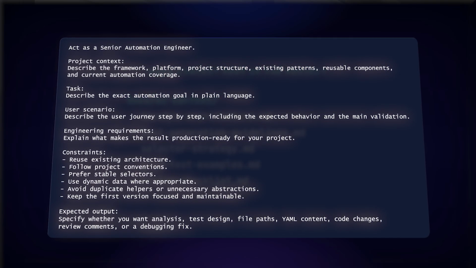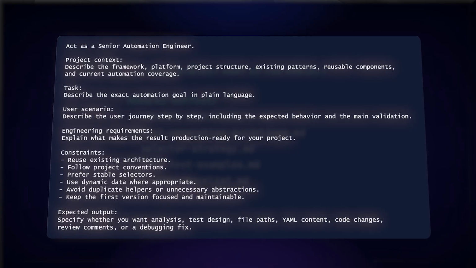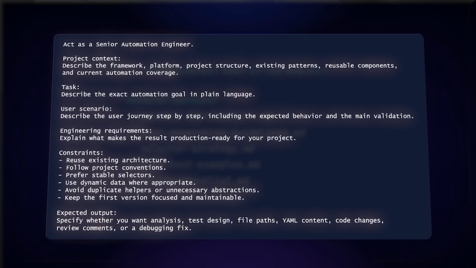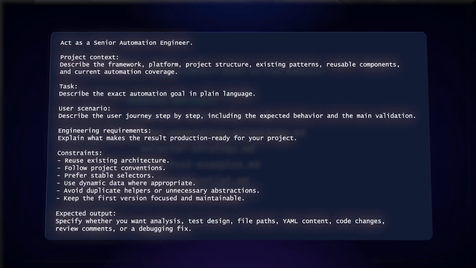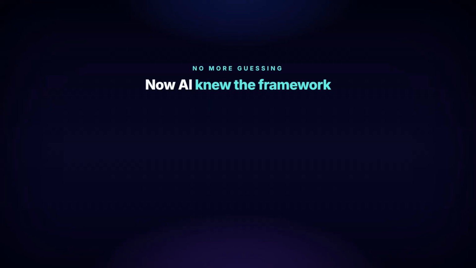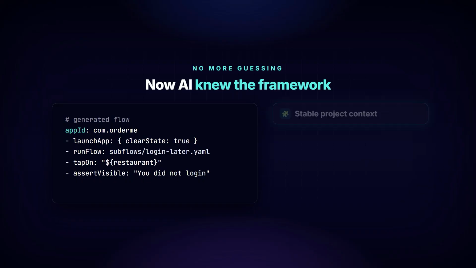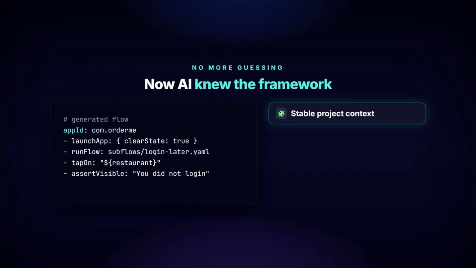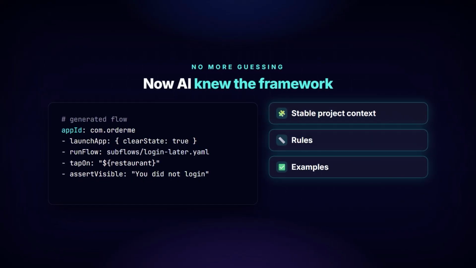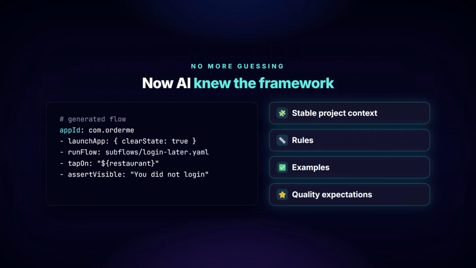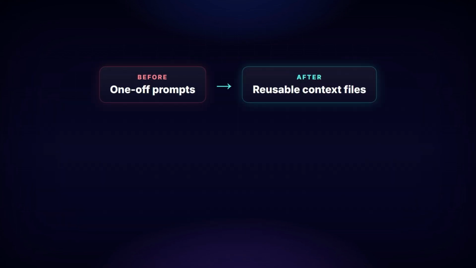Then, instead of writing a massive prompt from scratch, we could ask Cursor to use those reusable context files before generating automation. Now, AI was no longer guessing how our framework worked. It had stable project context. It had rules. It had examples. It had quality expectations.